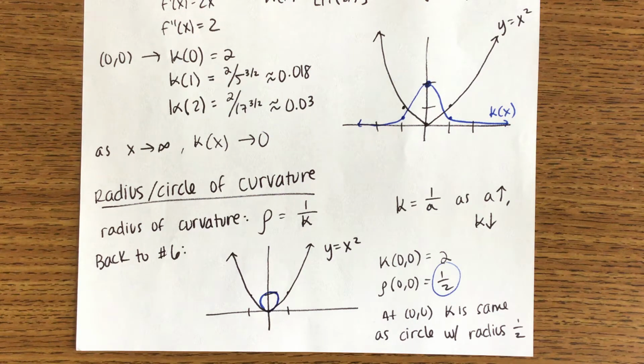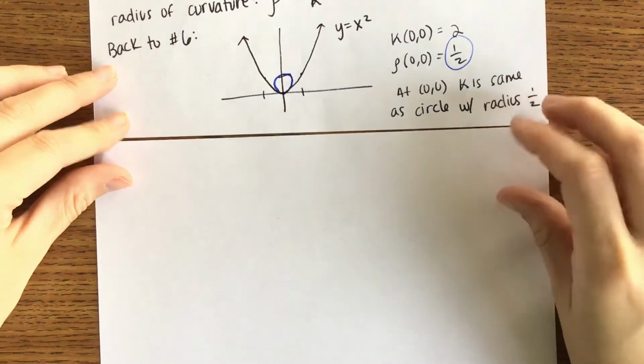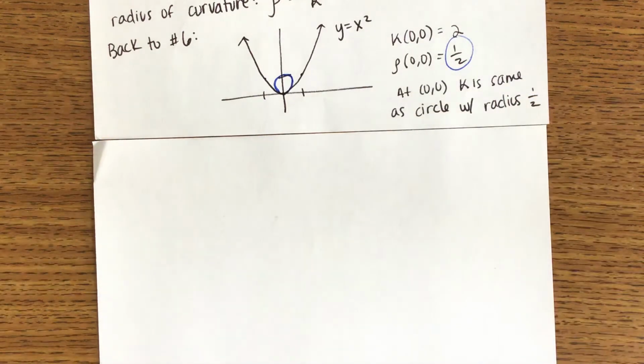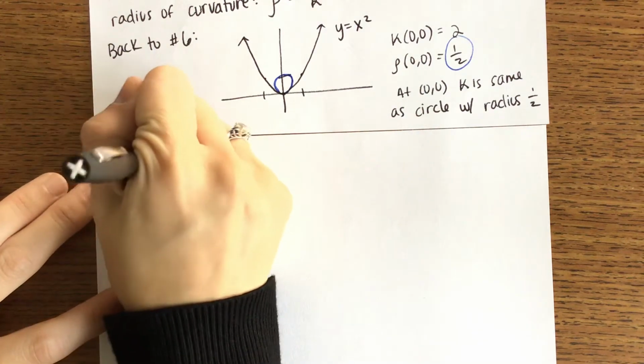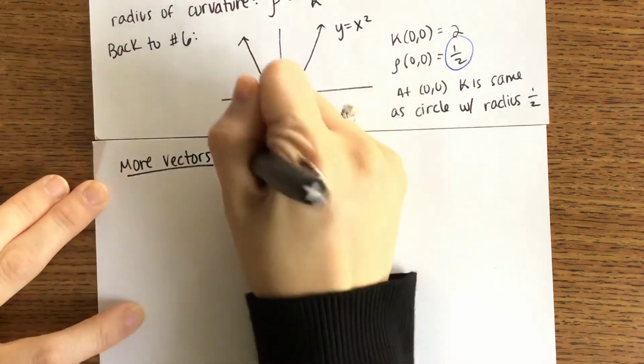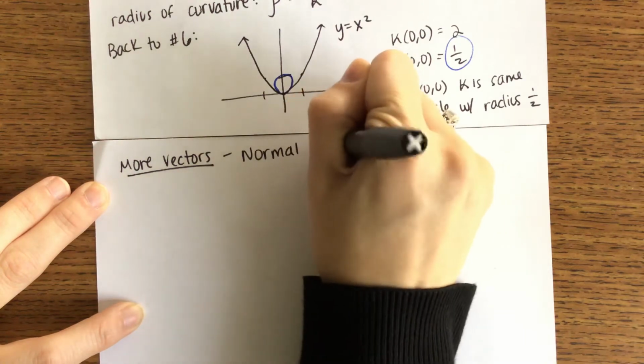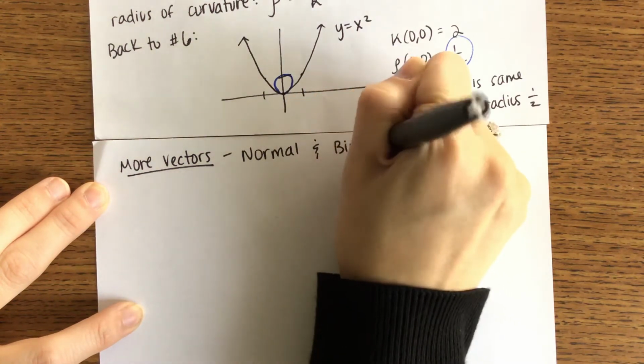That is all things curvature. Sound good? Great. I'm going to tell you right off the bat, the next thing we're doing is not difficult, but it's tedious. So just note that. Next thing we need to talk about is there's a few more important vectors. First one is called a normal vector. Second one is called a binormal vector.